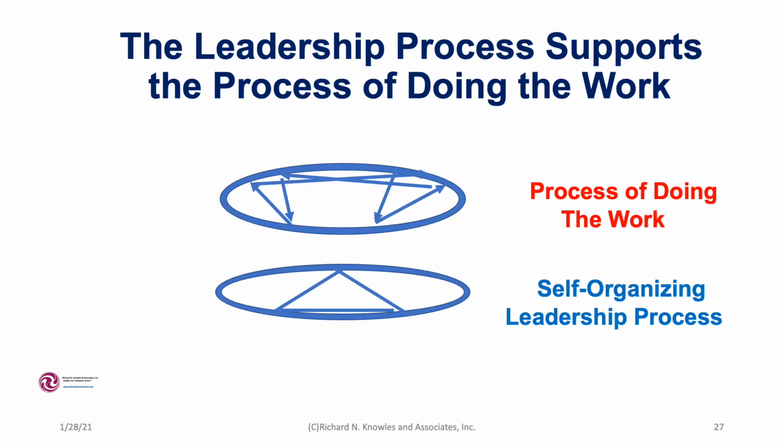Another thing to look at is that the Process Enneagram is a bit like a layer cake. The self-organizing leadership process is the bottom layer of the cake, and the work process is the upper layer. Both processes are running all the time. The leadership process supports the work process. However, we have to be careful that we don't get caught up in the work and forget to do the leadership piece, because if we do that, then things begin to fall apart.